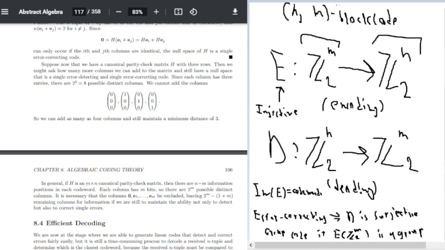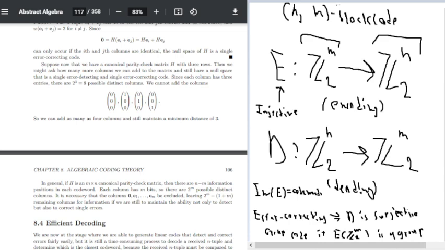We cannot add the columns 0, 0, 0, 1, 0, 0, 0, 1, 0, and 0, 0, 1. So we can add as many as 4 columns and still maintain a minimum distance of 3. In general, if H is an m times n canonical parity check matrix, then there are n minus m information positions in each code word.